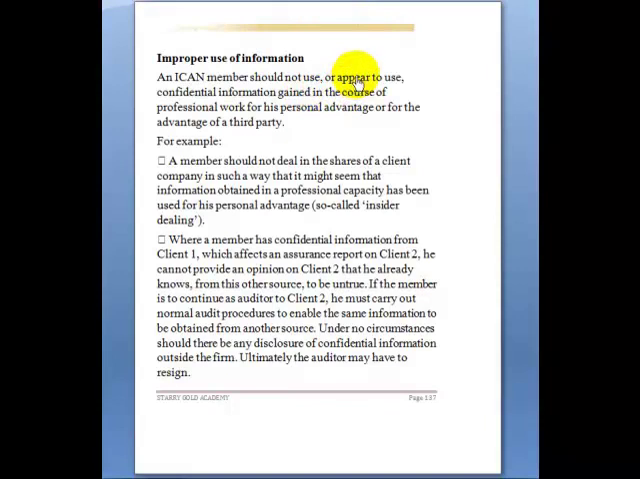An ICAN member should not use or appear to use confidential information in the course of professional work for his personal advantage or for the advantage of a third party. I've talked about insider trading, where an auditor may use information he has gotten to either buy or dispose shares, or sell that information to a trader on the stock exchange. Such a person will be arrested and prosecuted.